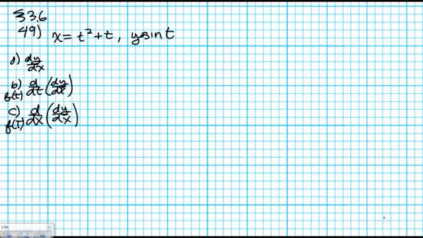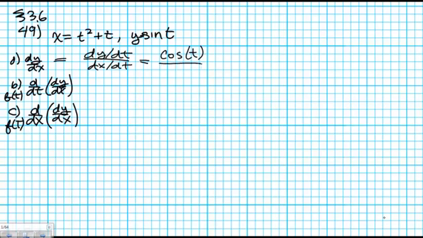Okay, problem 49. So we have a parametric situation, and we'd like to find a couple three derivatives. Let's do the easy one first. Let's do dy/dx. Now, dy/dx, as we had noted before, is dy/dt divided by dx/dt. If I want the derivative of y with respect to t, I end up getting cosine of t. Everyone okay with that? dy/dt is the derivative of y with respect to t, cosine t. So far, so good. Great.